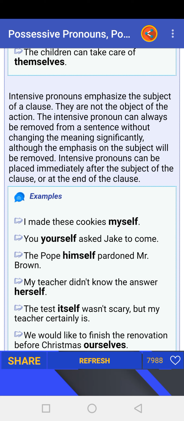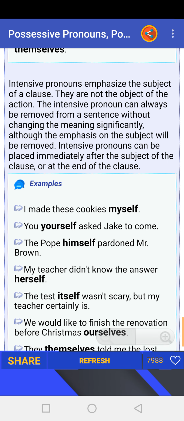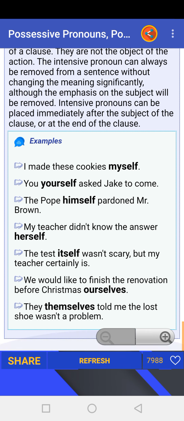Although the emphasis on the subject will be removed, intensive pronouns can be placed immediately after the subject of the clause or at the end of the clause. Let's give some examples. I made these cookies myself. So here I can remove this intensive pronoun and say I made these cookies and it's still grammatically correct.